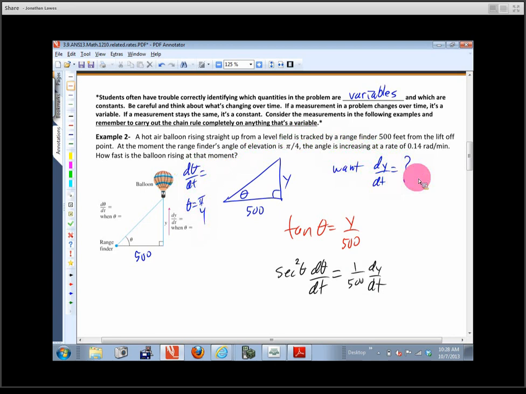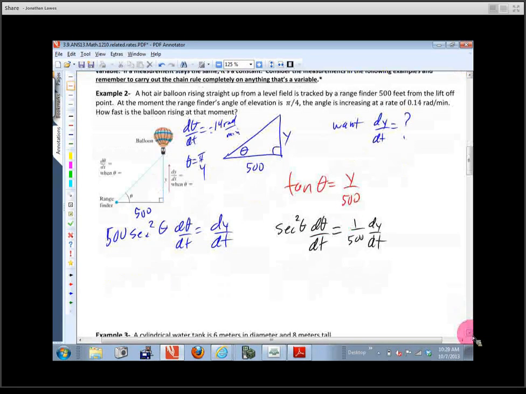So let's come up here and take a look. Okay, what is d theta dt? What did they tell us it was? 0.14 radians per minute. Okay, and what was theta? Pi fourths. Now, you can see in this problem it would have been very advantageous, because we're looking for dy dt, it would have been very nice to slide that 500 over here. So let's do this. Let's do 500 secant squared theta d theta dt. That's going to be dy dt. And then let's plug this information in and we'll have our answer.